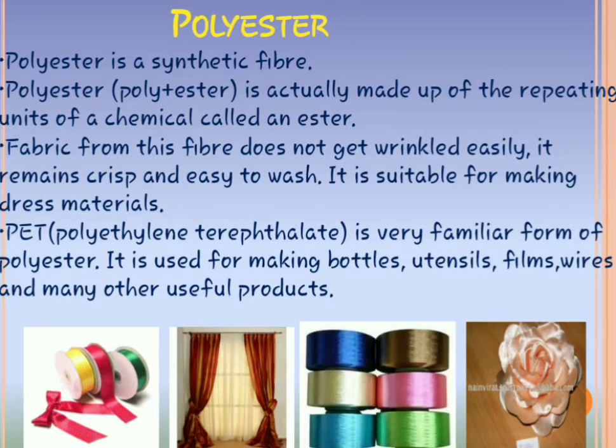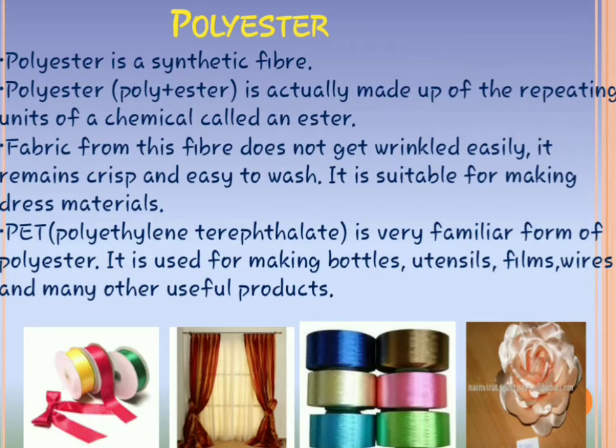The speciality of polyester is that the fabric from this fiber does not get wrinkled easily. You know what wrinkling of cloth is; to avoid it, you iron the clothes. But this fabric will not get wrinkled. It remains crisp, it is very easy to wash, and it dries very easily. It is also suitable for making dress materials. So, polyester clothes are very famous.